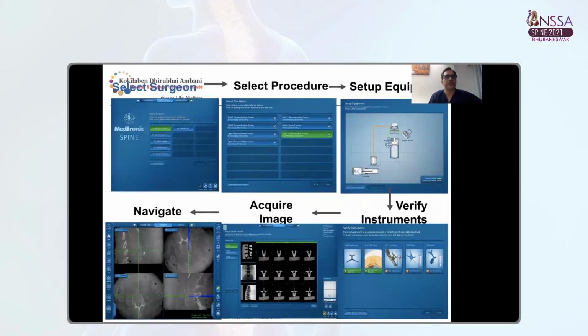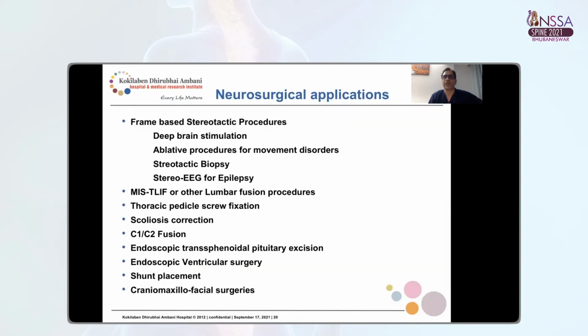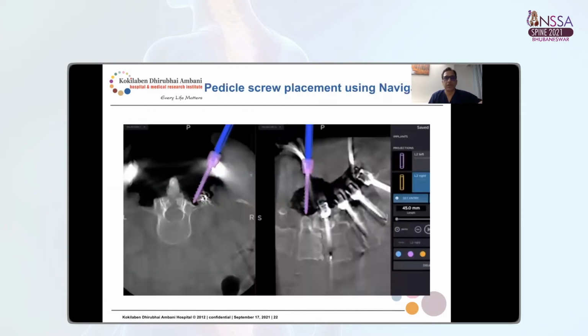We select the surgeon, procedure and setup, verify all the instruments, acquire the image, and navigate. There are widespread applications for a neurosurgeon. It can be used in cranial conditions as well as spine conditions. Today we'll just talk about the spinal indications for the O-arm and navigation, which is mainly pedicle screw insertion.